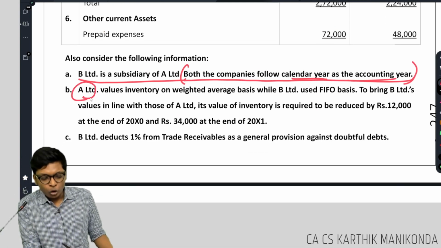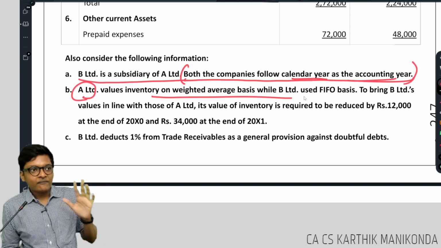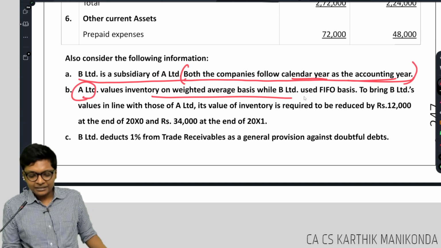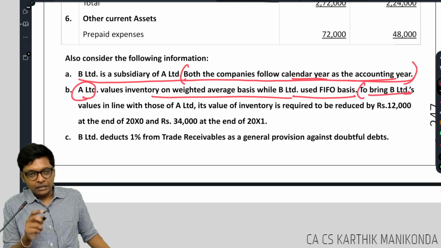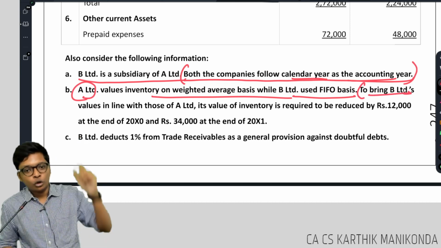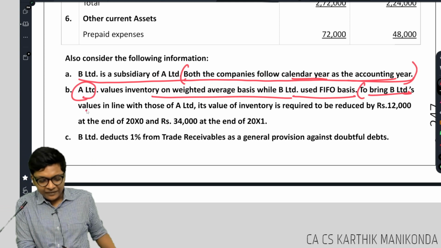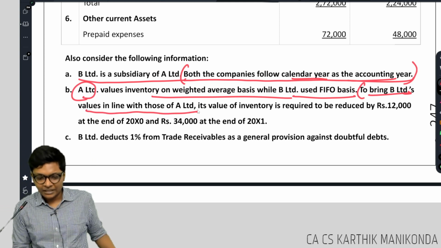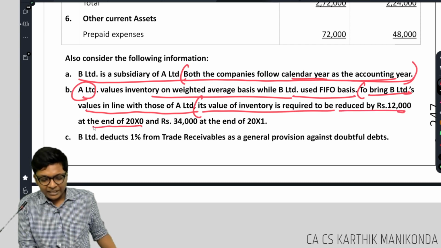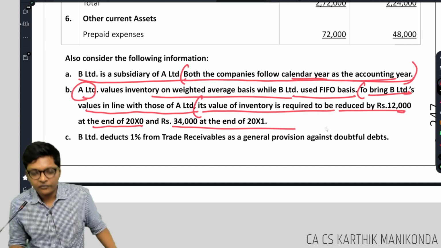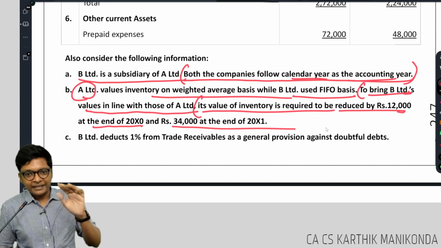Come down. A Limited holding values inventory on weighted average basis, but B Limited uses FIFO. So I have to convert. To bring B Limited in line, I should make subsidiary into holding. To bring B Limited's value in line with those of A, its value of inventory is required to be reduced by 12,000 at the end of 2020 and 34,000 at the end of 2021. Adjustment. They are giving first adjustment.